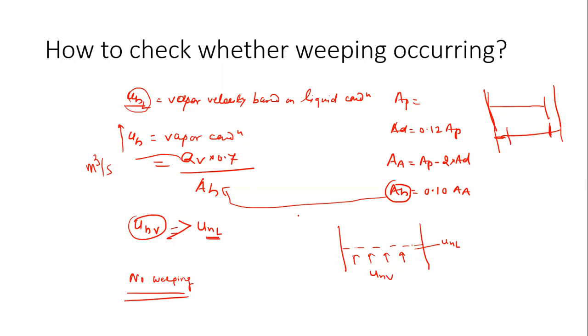So you can play with the hole diameter from 2.5 to 12 mm. Recommended was 5 mm. So we have taken 5 mm as the recommended diameter of hole. Okay. Thank you so much. This will help us to find out weeping.